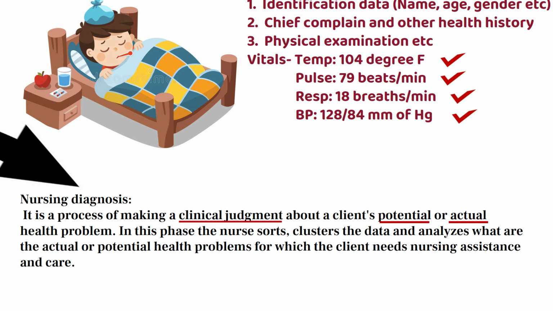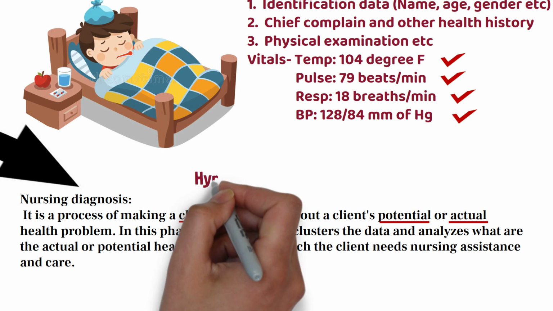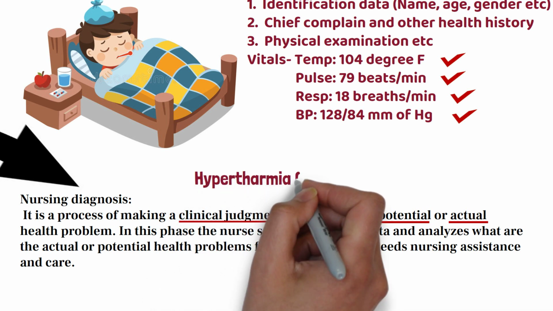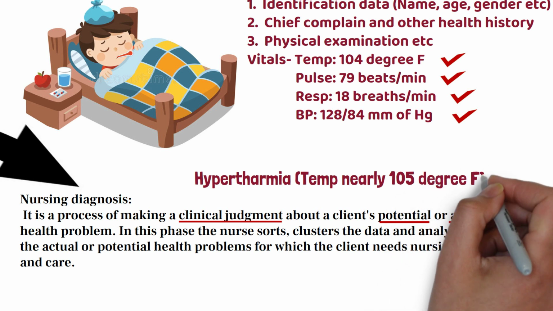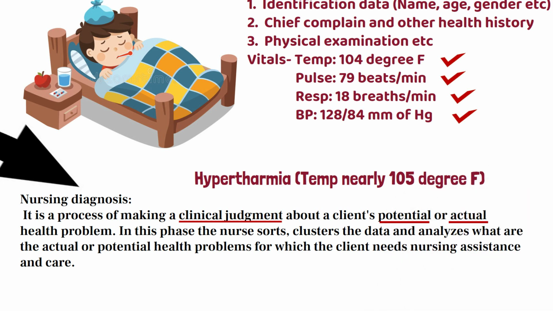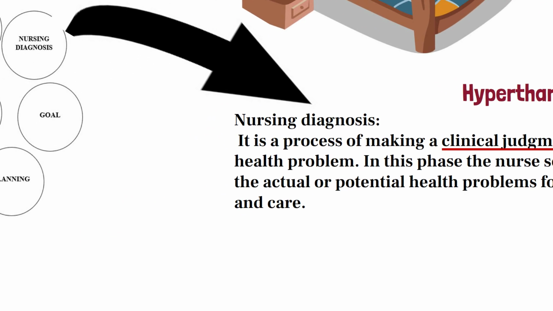So from the previous example, we can see that the patient is having the temperature of 104 degree Fahrenheit. So the clinical finding is that the patient is having hyperthermia. Hyperthermia means when the body temperature is nearly 105 degree Fahrenheit. So from here we can say that the patient's nursing diagnosis is hyperthermia.